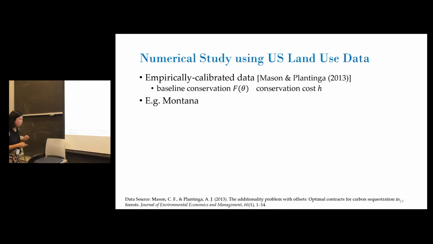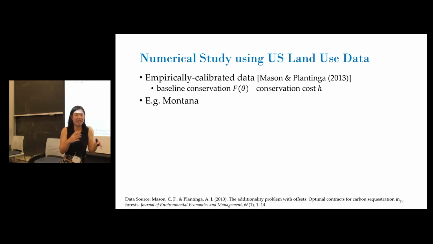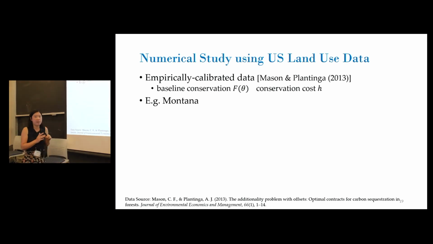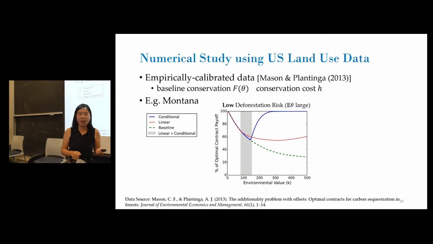Just to give you one example, what they did was look at land use data from across the United States, and then state by state characterize places in that state where the agricultural value of the land was very high versus medium versus low, and estimate these Fs and Hs in each of those areas. Here I'm showing you Montana, with low deforestation risk. This generally means that the outside value of the land, for example for agricultural purposes, is not very high.